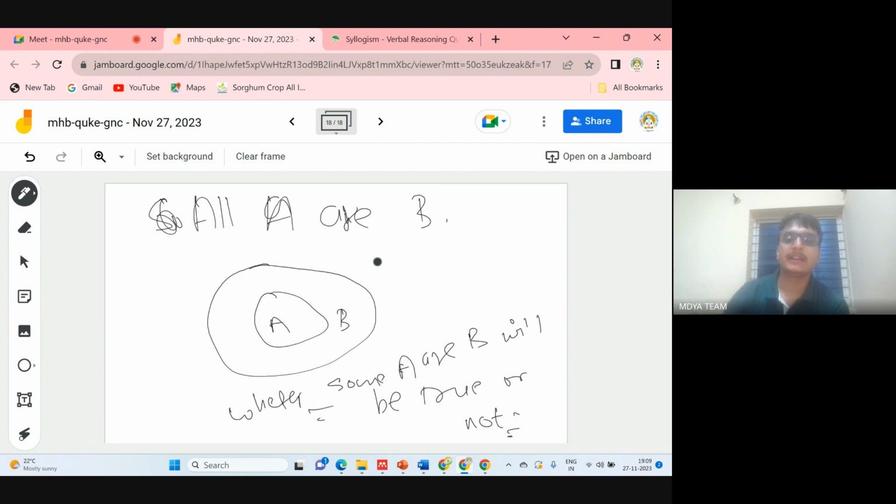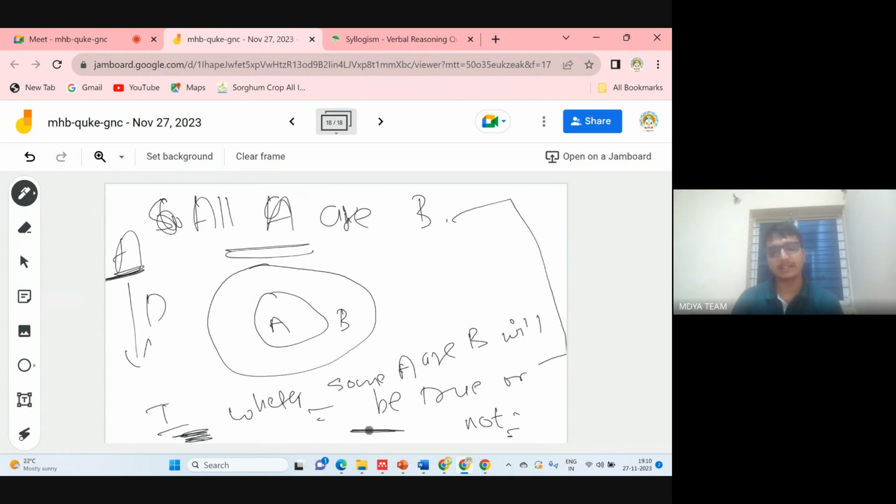So in a question, if they are asking you this type of statement, you can do it with the help of Venn diagram, or you can apply the square of opposition there. This is an A type statement, this is an I type statement. If the upper value is true, then the lower one will definitely be true. So if this is true, this will definitely be true. You can also solve like this, but if you know Venn diagram, you can solve it that way, or cross check your question also.